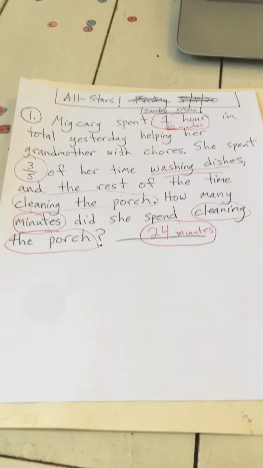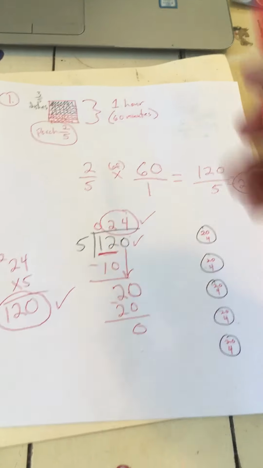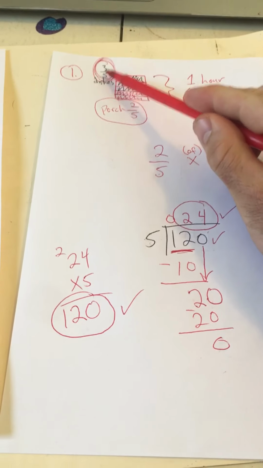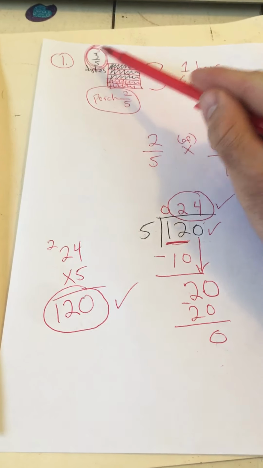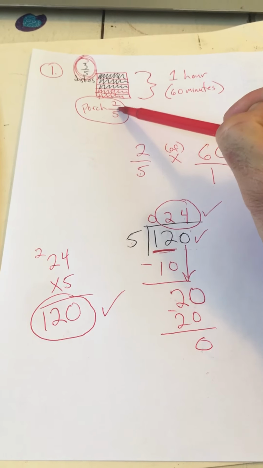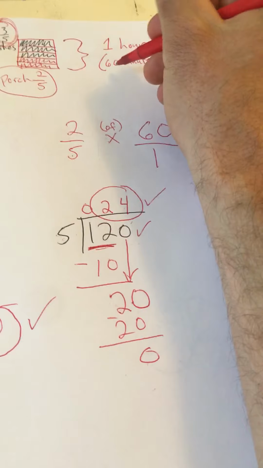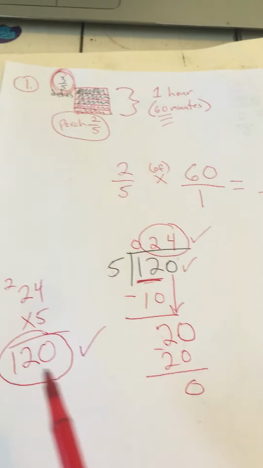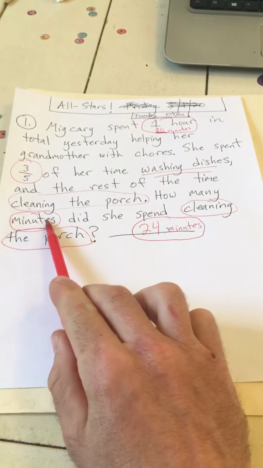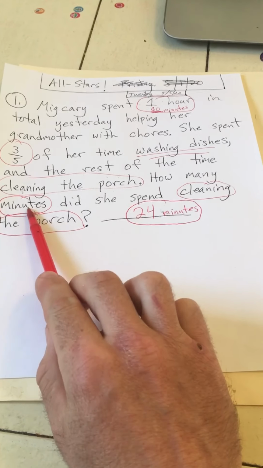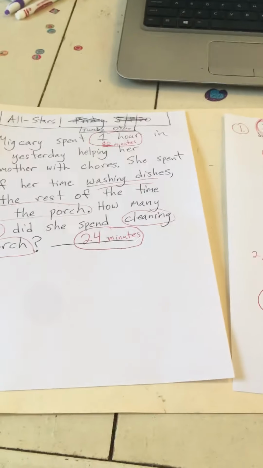Okay, if you did not get that as an answer, I want you to look carefully at my work. I want you to think about it. You probably used 3/5 by accident, but you have to read really carefully because that's how much time she was doing the dishes. So the porch was the remaining number of fifths, which are 2/5. And another part you might have messed up is using 60 minutes into an hour because it didn't ask you what fraction of an hour she spent cleaning. It asks you how many minutes. So the answer is 24 minutes.